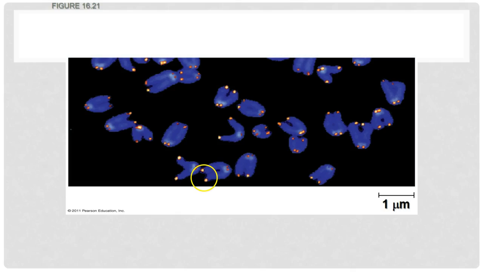It's a good question. I don't think anybody knows. This picture shows some chromosomes, and it shows the telomere sequences that are highlighted there on the ends of the chromosomes. So you can see where they are.